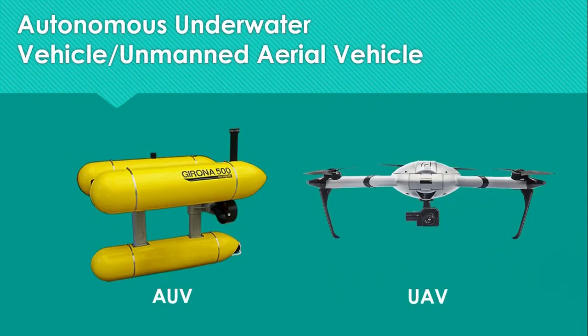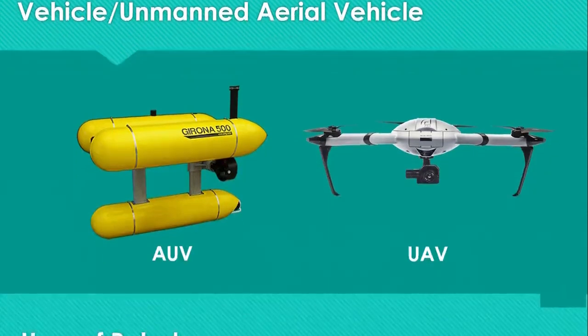The third in the list are autonomous underwater vehicles or unmanned aerial vehicles. These are basically remotely operated robots that are capable of inspecting deep underwater or higher in the sky. One of the most famous examples is drones. You must have seen the movie Three Idiots and Aamir Khan flying that drone in the college, right? Yeah, it was a drone.